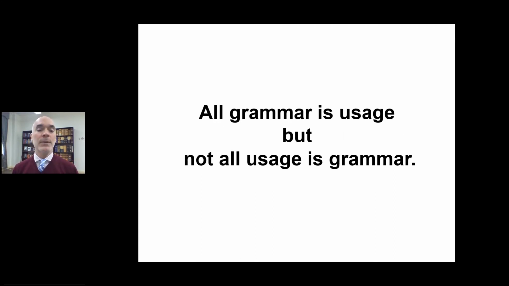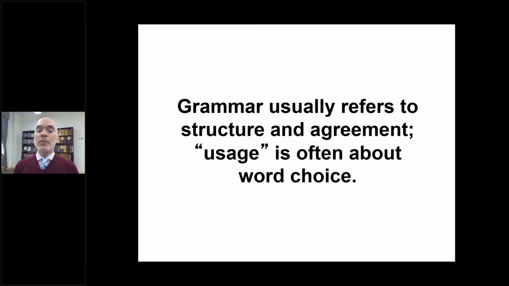All grammar is usage, but not all usage is grammar. And what do I mean by that? Well, I'll show you. Grammar usually refers to structure, and structure means the way that words are connected to each other. Agreement, inflection, conjugation. But usage is often really about word choice, and that's a fairly different thing.